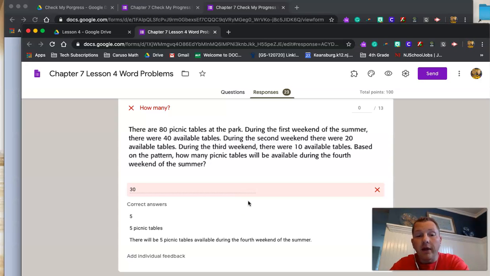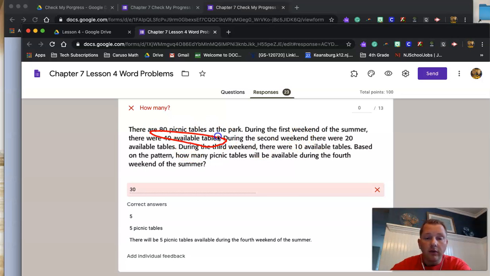I had a couple people have troubles with this question. It said there are 80 picnic tables in the park. During the first week of summer, there were 40 tables available. During the second week, there were 20. During the third week, there were 10. Based on the pattern, what do we see? So with this pattern here, we know that we start off with 40 tables, and then we go to 20 tables, and then we go to 10, and everything's shrinking in half.